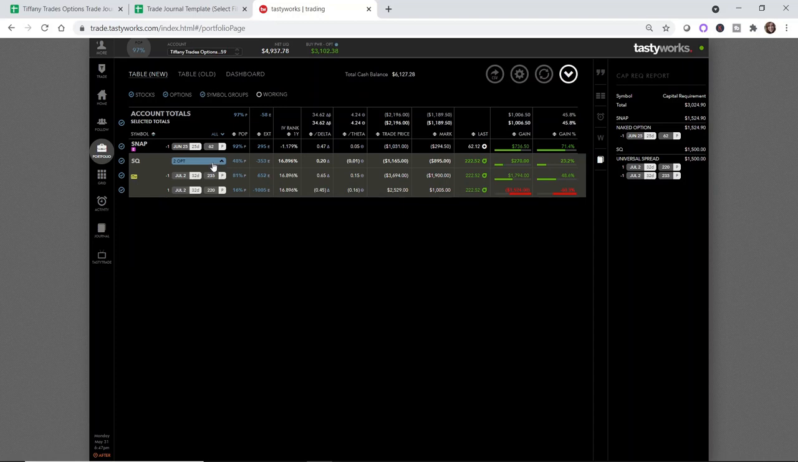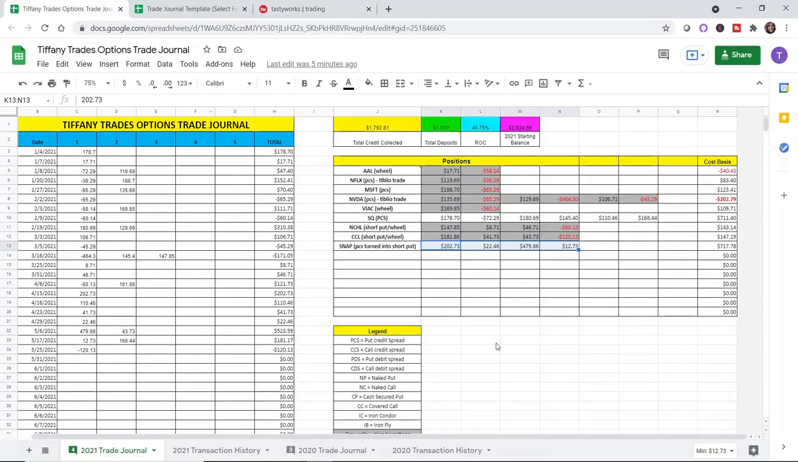If you have any questions about that, please let me know. You can see all of this trade activity in the Tiffany Trades Options Trade Journal.